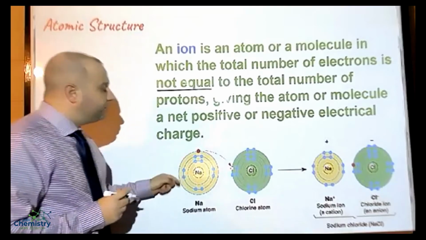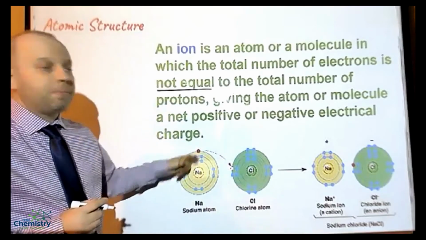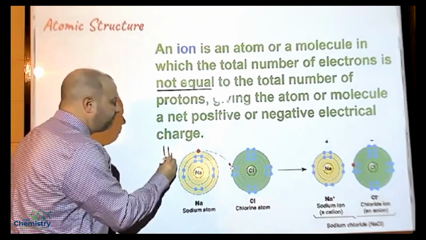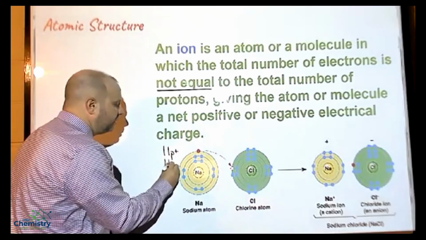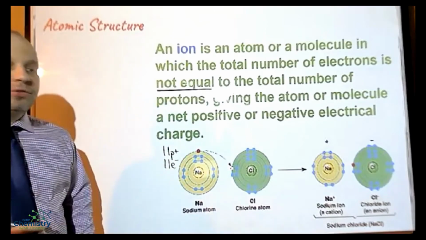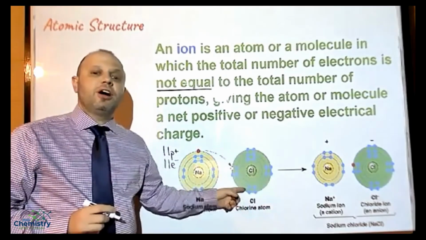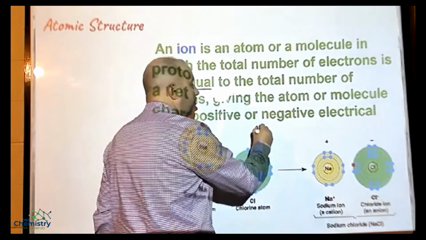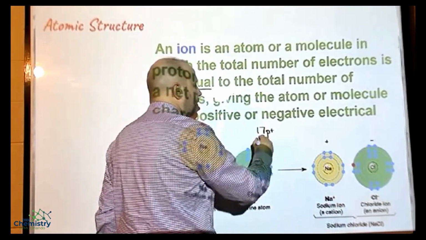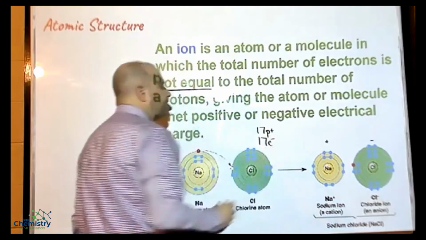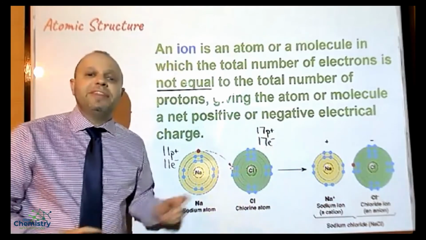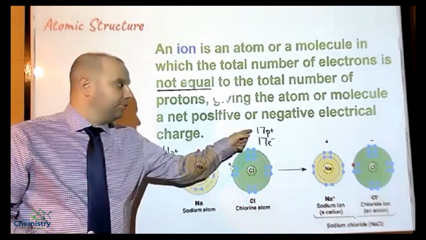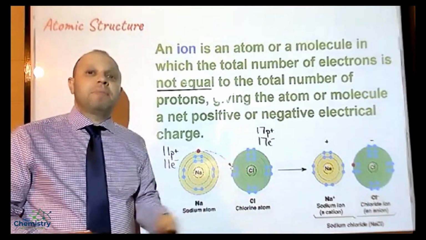I'm going to show you some examples down here. In this case, we have the atom sodium. Sodium, if you look on the periodic table, has 11 protons and 11 electrons. And this is a picture of the atom chlorine. Chlorine has 17 protons and 17 electrons. When these two numbers are the same, it's a neutral atom. Same thing over here, neutral atom.